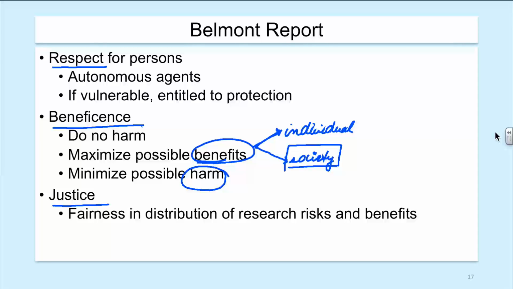So for instance, from my HIV research, if we were to test an HIV vaccine in a country where the prevalence of HIV is very high, we would want to make sure that that same country receives the benefits of the research by being able to have the vaccine available at a reasonable cost to them and distributed widely because of the high prevalence of the disease. So fairness in the distribution of the research risks and benefits is part of the justice. So these are the tenets of the Belmont Report, and these are very important for approval and continuing review of clinical research.